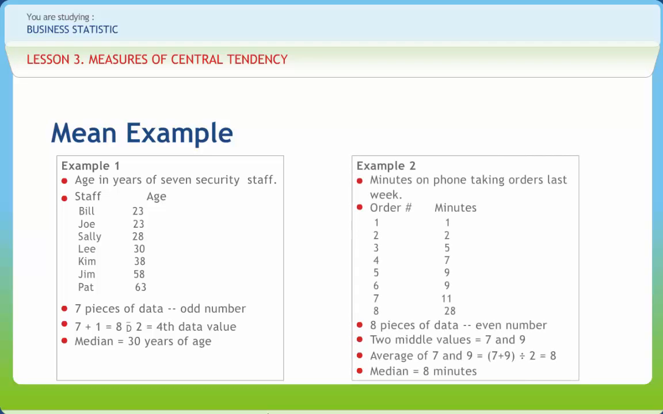Second example has 8 pieces of data, which is an even number. The 2 middle values are 7 and 9. Then calculate the average of 7 and 9: 7 plus 9 divided by 2 equals 8. Therefore, median equals 8 minutes.